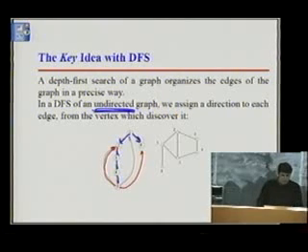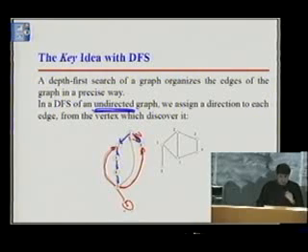Could it be possible, if this was an undirected graph, that the first time I see edge 5, 6, I go from 5 back to somebody who's not my ancestor? Could this have happened? You say no, why not? What would have happened? Because this guy wasn't discovered yet, right? This guy didn't exist. If there was an edge from 5 to 6, 6 would have been 5's child. Does everybody see that?